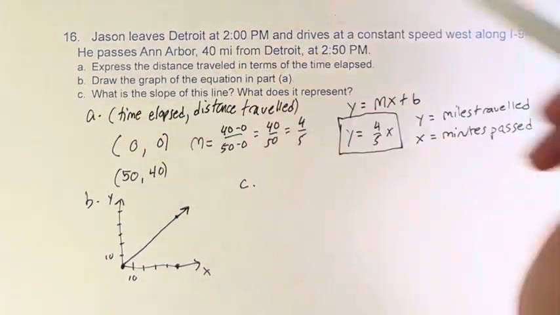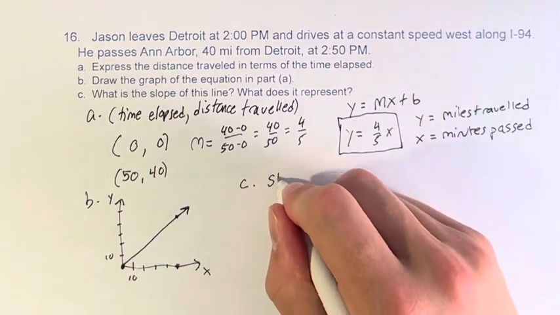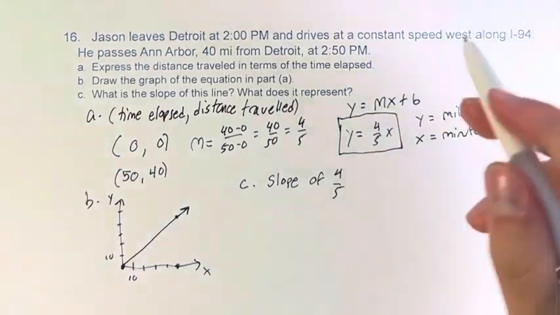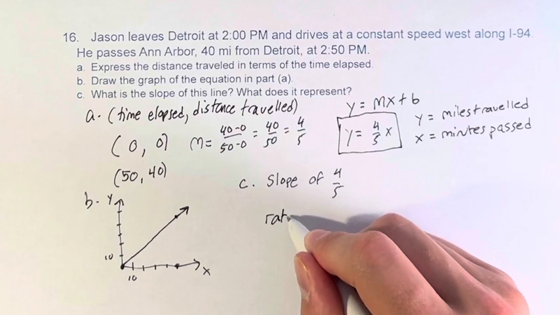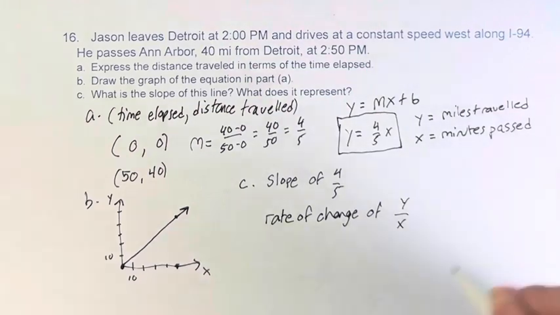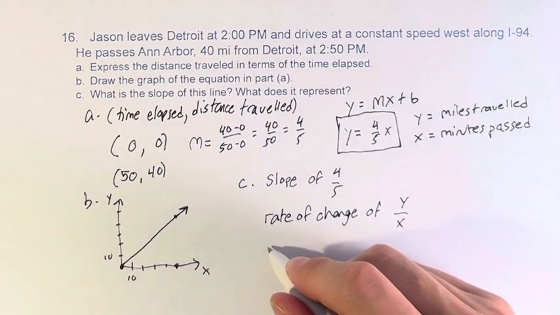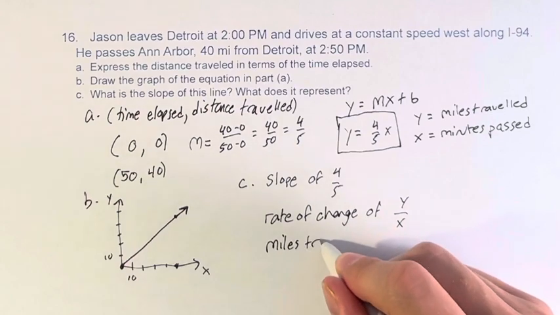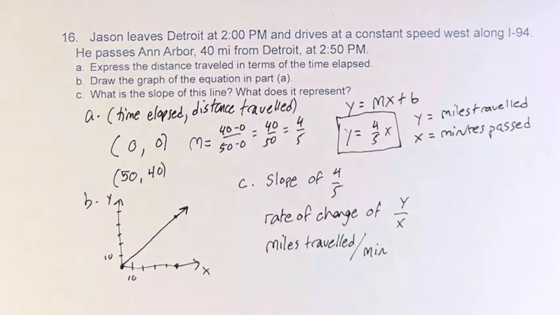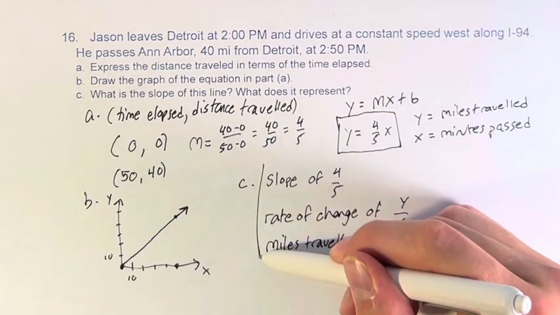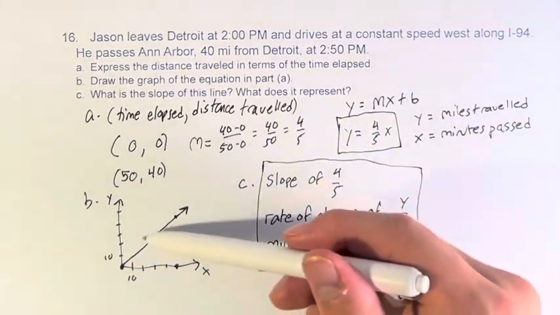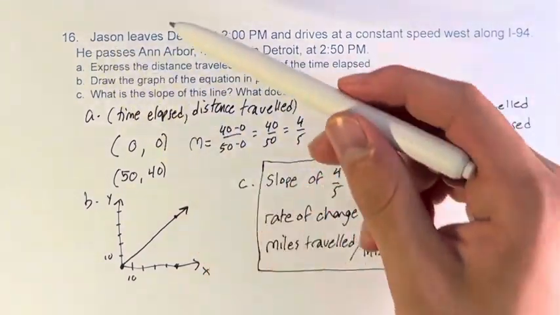Finally, we're asked what is the slope of this line and what does it represent? Well, we just found that the slope is 4/5. We used it to create our function. What does it represent? It's the rate of change of y over x. So it's the miles traveled y per minute x. This is the slope of this graph, which is representing this function, Jason's movement from Detroit to Ann Arbor.